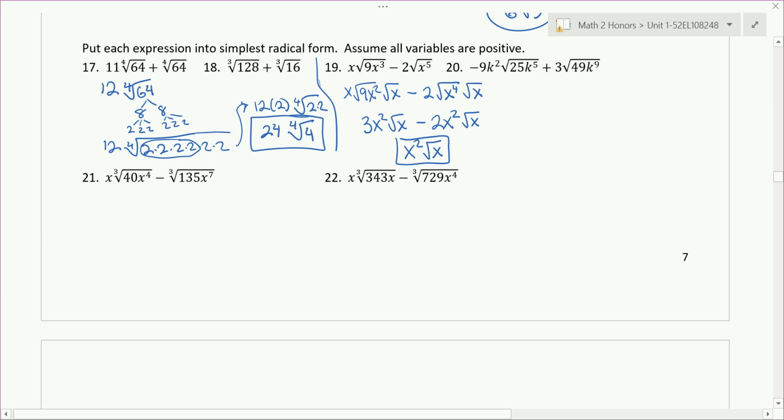21, we've got x cube root of 40x to the fourth. For that, we can break down the 40: 4 times 10, 2 times 2 times 2 times 5. We've got three 2's. 135, we got 5 times 27. 27 is 3 times 3 times 3.